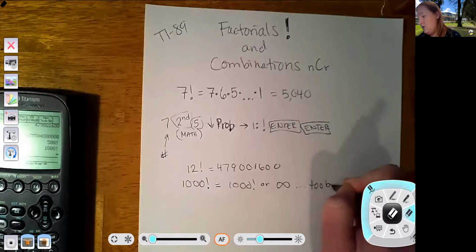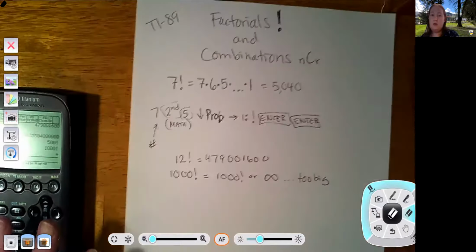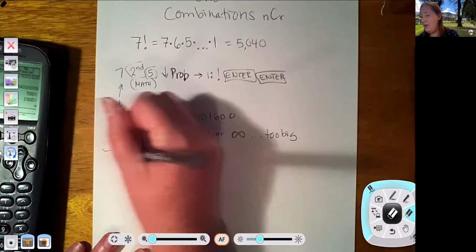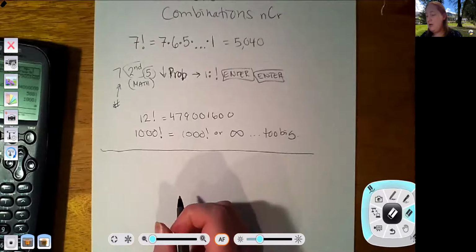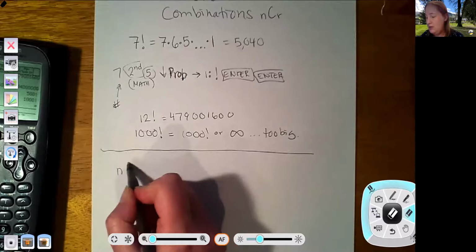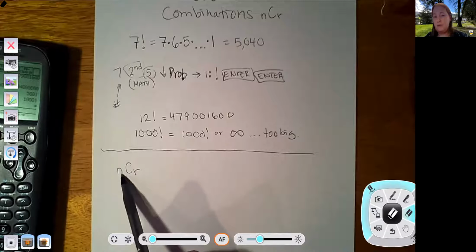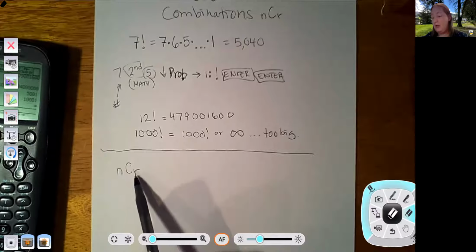Too big. So why are we talking about factorials? Well, they're going to be used for combinations. Now, combinations, we have this notation, nCr. Sometimes it's nCk, but nCr stands for how many items you're choosing from and how many you're choosing.